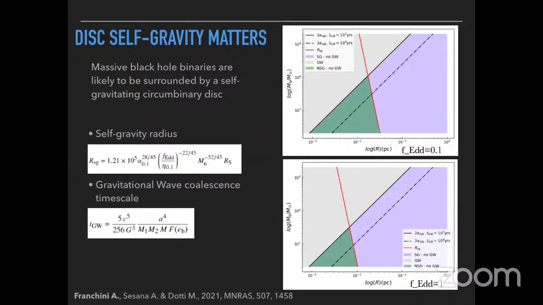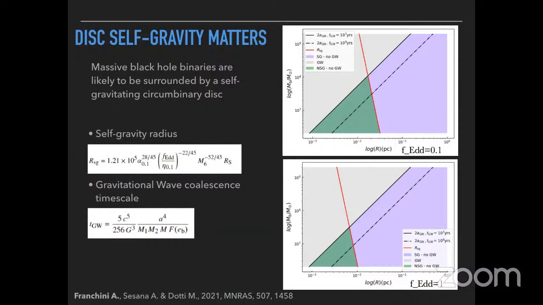Okay, so now all these previous simulations were just pure hydro, no self-gravity. The disk was locally isothermal. So neglecting self-gravity means that we neglected the gas gravitational force. So the gas didn't feel itself in previous simulations. So what we did was to ask ourselves whether this is a good approximation and in which region of the parameter space it is a good approximation.